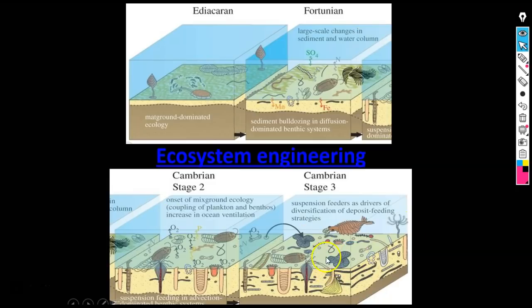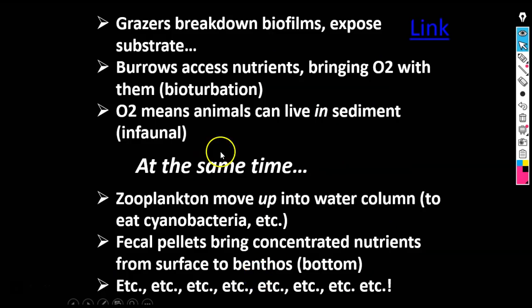So the organisms themselves are changing themselves by their own interactions, but they're also changing the nature of sediment, you know, what kinds of things you could have, the fact that oxygen is down here now. So this is happening, right? Grazers break down the biofilms, they expose the substrate, which allows worms and things to go down and access the nutrients, all the dead things that are down there. They bring O2 with them, which allows things to go further, which brings more O2, which allows things to go further, and on and on and on.